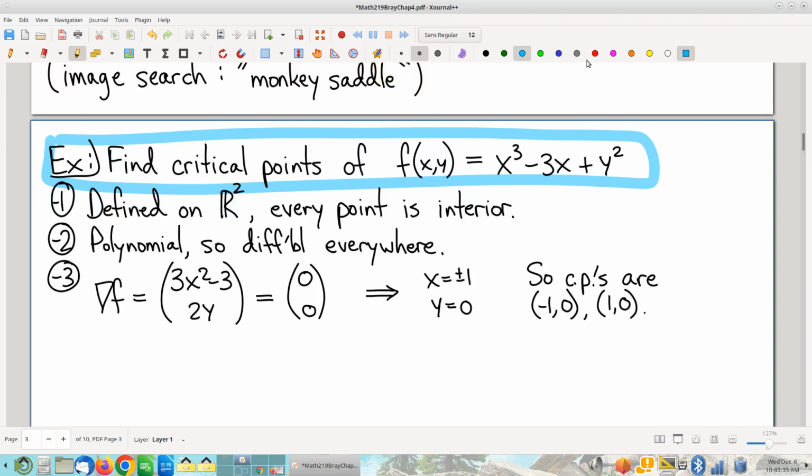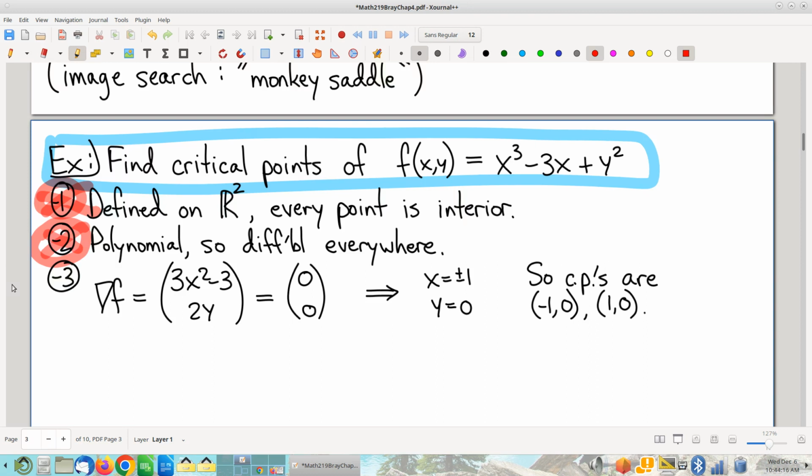Okay, so let's see here. First condition I have to worry about: are there any points on the boundary of the domain? Well, the domain is all of R2. There is no boundary, so there are no points on the boundary. I don't get any critical points by looking at this interior requirement. What about, are there any points where this function fails to be differentiable? It's a polynomial. Polynomials are differentiable everywhere. Whole theorem, chapter 2. So I don't get any differentiability critical points either.